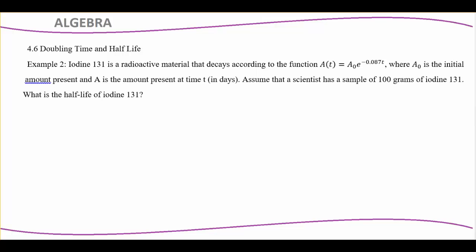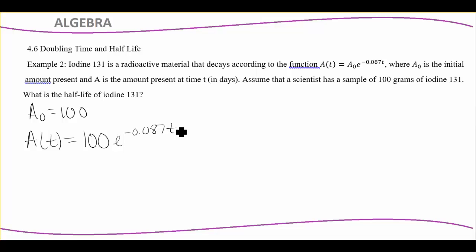So we're going to start off by plugging in our initial value, which is 100. So A naught is 100. We know that A naught equals 100. So we're going to plug this into our equation. So we're going to have A of t equals 100 e to the negative 0.087t. So since we already have our rate, all we're going to need to do is figure out the half-life.